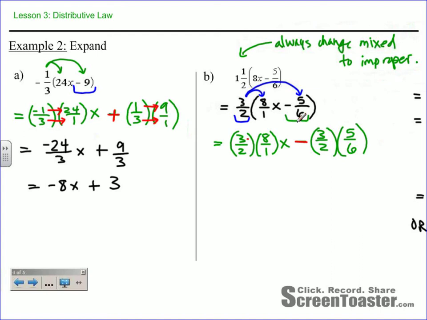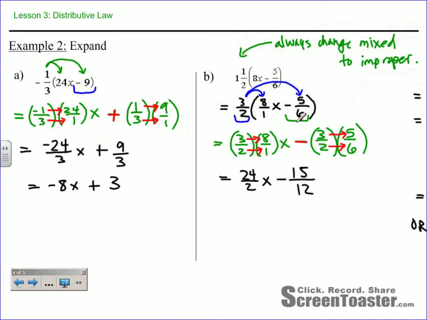Then you're going to multiply numerators and denominators together, like we always do when we're multiplying fractions. For this one, if I write it out, we get 24 over 2. That's your new coefficient for x. And then your constant term at the end, because there's no variable, we call it a constant. 3 times 5 is 15. Whoops, that's a 5. And 2 times 6 is 12.